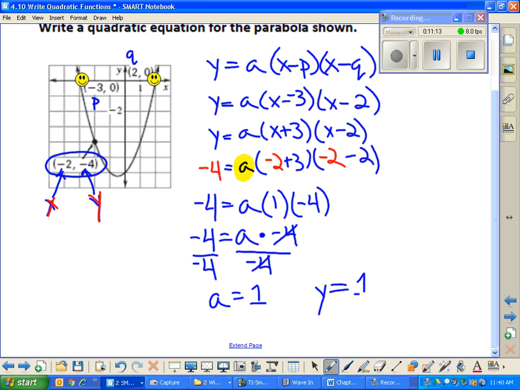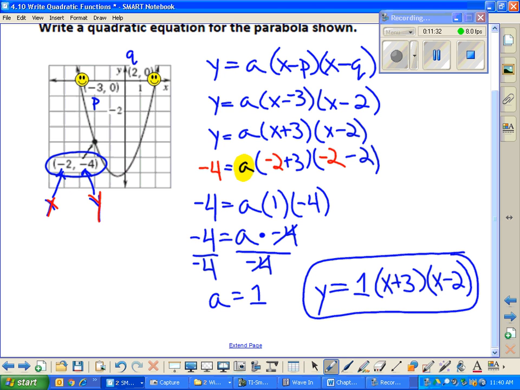So A is 1. Our first intercept there was -3, so that gave us x plus 3 as our first quantity. And then our second intercept there was at 2, so that gives us x minus 2 as our last quantity. That is how you look at a parabola when you're given two x-intercepts and write an equation in intercept form.